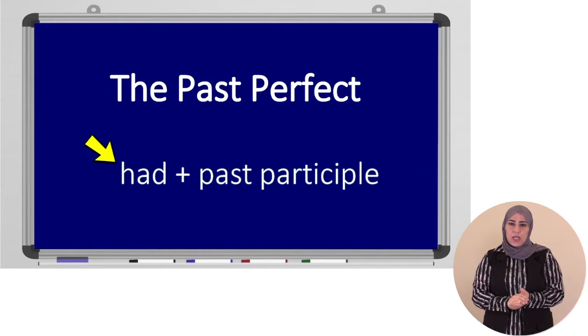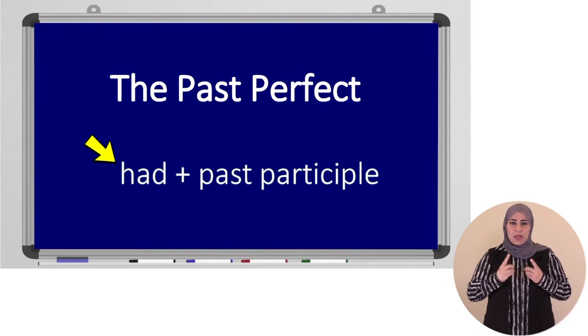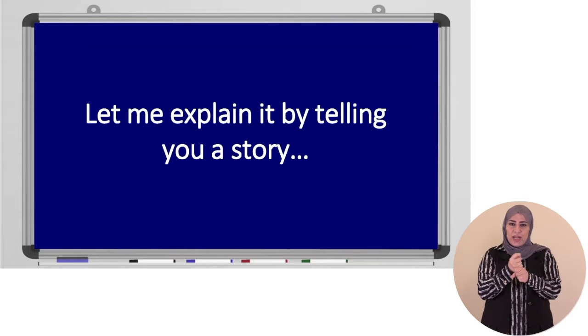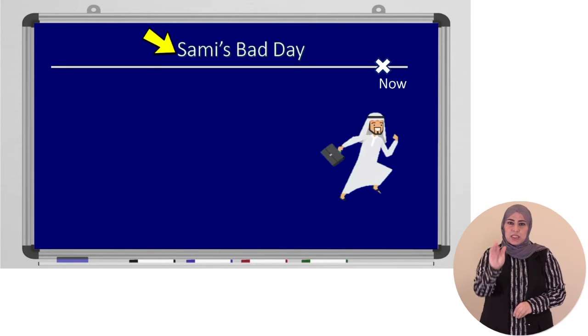Let's get started. I'm going to give you the first tip. When we use the past perfect, we always add had plus the verb in the past participle. This shows that this verb happened first. I'm going to explain to you how to use the past perfect by telling you a story about Sammy's bad day. Let's look at the timeline.